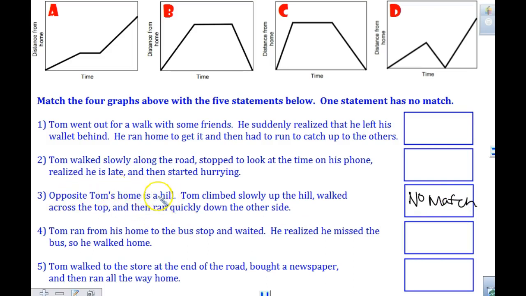Opposite Tom's home is a hill. He climbed up the hill. These don't have anything to do with climbing up. They talk about your distance from home. So that one is why it's a non-match.